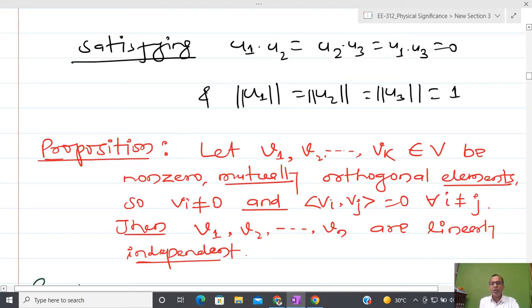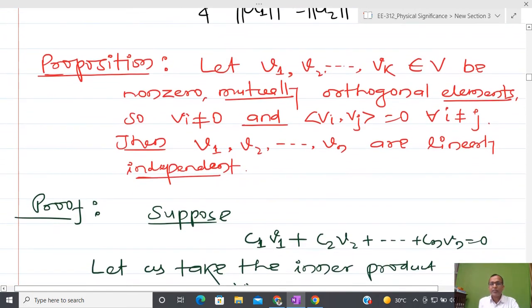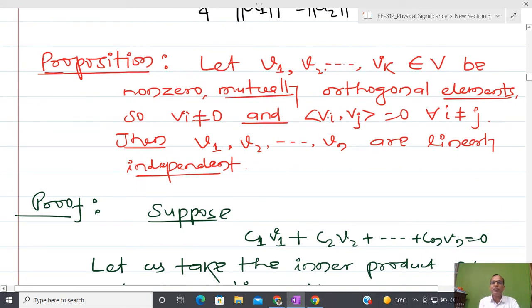Okay, now what is another proposition telling? Suppose v1, v2, ..., vk are non-zero mutually orthogonal elements. And vi is not equal to 0, because whenever we are talking about a basis, no element inside the basis should be 0. Because using linear combinations I am expressing all other elements of that space, so this is an obvious assumption that every element of the basis should be non-zero.